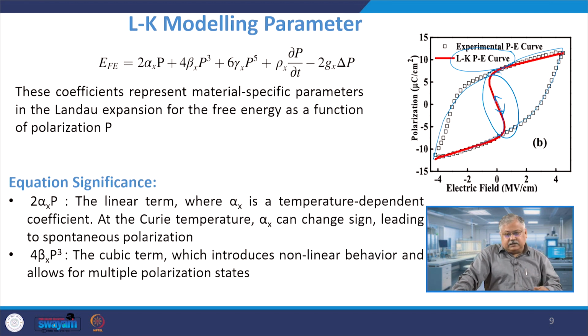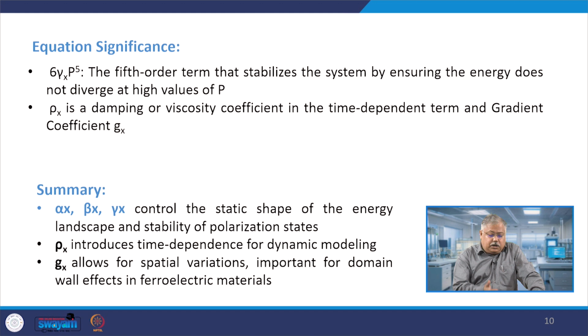So alpha P is basically the linear term, where alpha is the temperature dependent coefficient, right. At the Curie temperature, where the ferroelectric goes to dielectric and so on, there is a reversal in sign of alpha, and therefore there is a change in the spontaneous polarization. The second term, which is beta times P cube, is a cubic term which gives you the nonlinear behavior and allows multiple polarization states, whereas the first one allows only a single polarization state. The fifth order term causes the stabilization of the system by ensuring that the energy does not diverge at very high values of P.